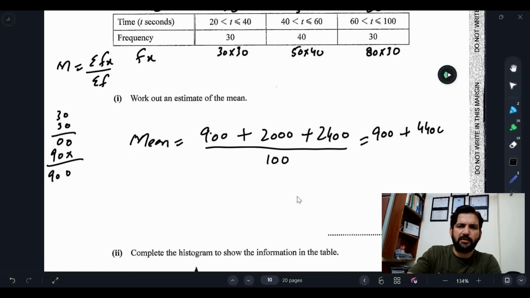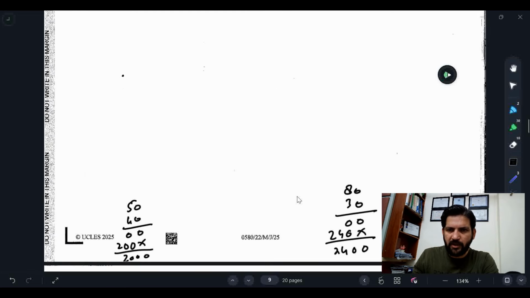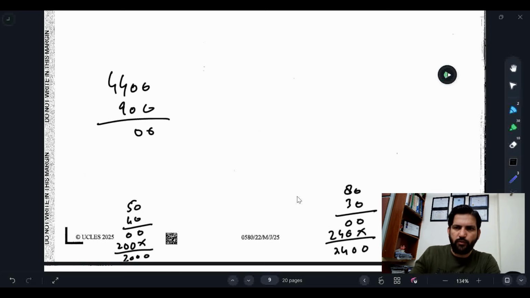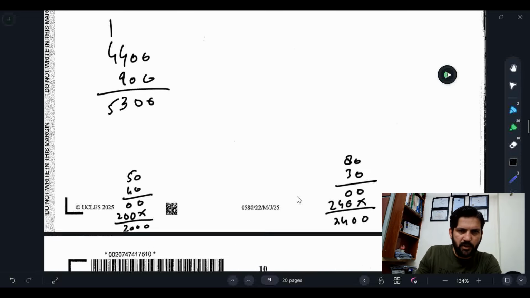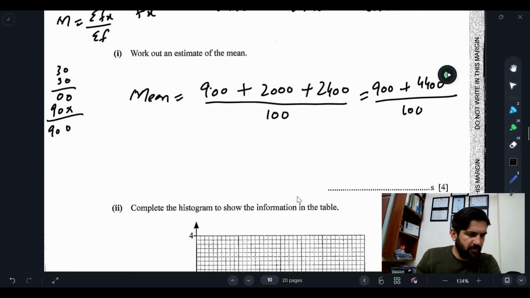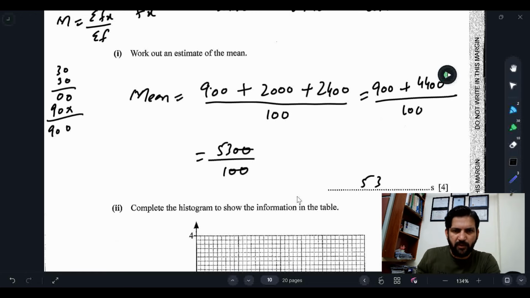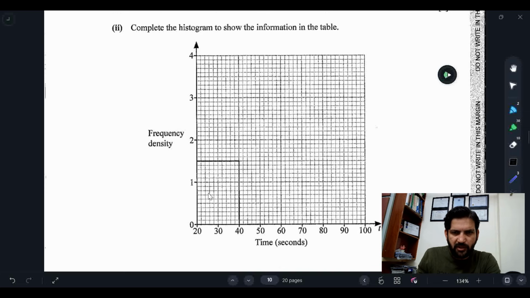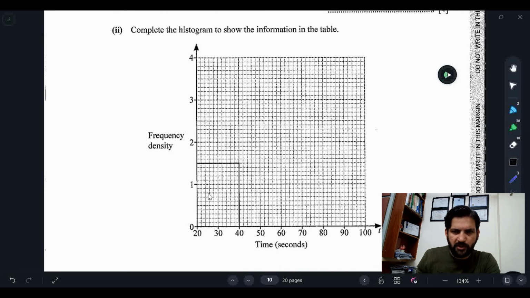So now we can easily add these, whole divided by summation of f. So we can say 900 plus, we can add these two, this will be 4400, whole divided by 100. So 4400 and 900: 0 0, 13, this will be 5. So 5300. So the mean will be equal to 5300 divided by 100. We can cancel out these two, so the answer will be 53.